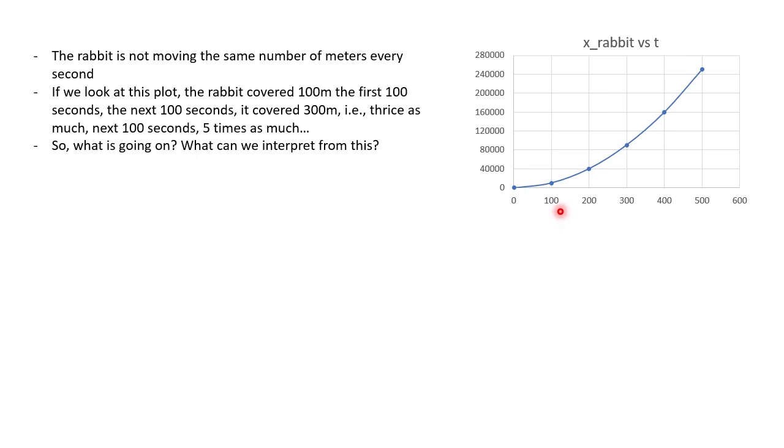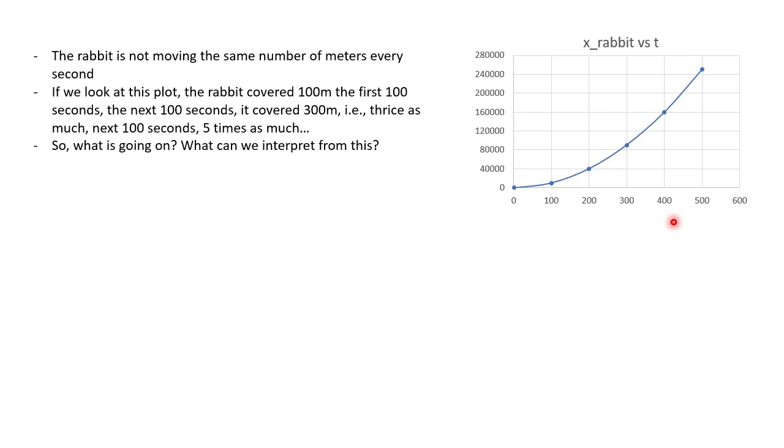So we've measured the rabbit's position after 100 seconds have elapsed, after 200 seconds, after 300 seconds, after 400 seconds have elapsed, and so forth. And then we say that it covered 100 meters in its first 100 seconds. After that it covered 300 meters in the next 100 seconds, then 500 meters in the next 100 seconds, 700 meters in the next 100 seconds, and so forth. So what is going on here?